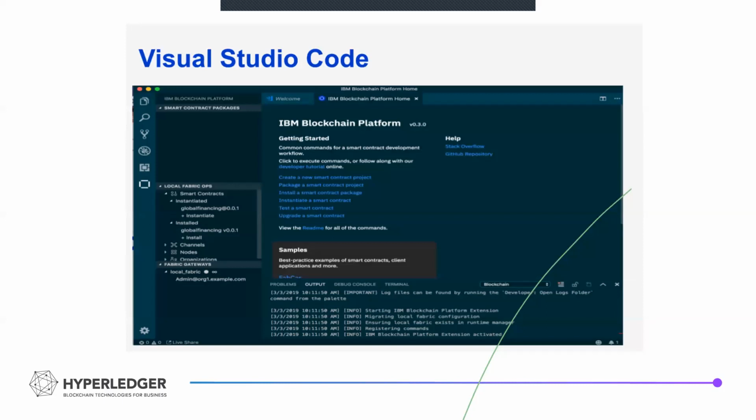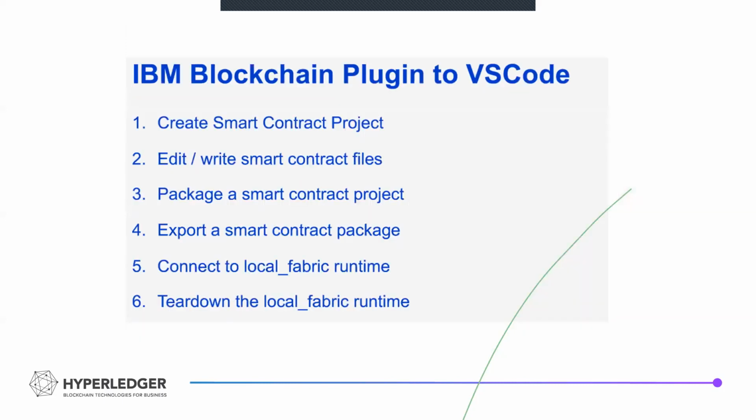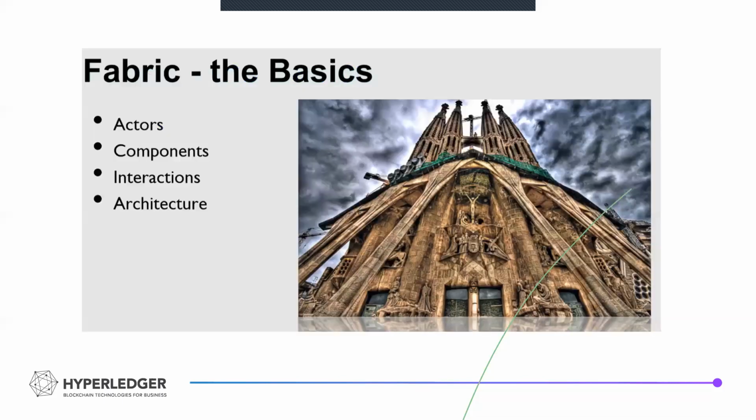In VS Code, you can implement this with multiple plugins. You can create a smart contract, write it, package it, and export it. You can also make an image or Docker images, connect them, and test on your local machine without setting up all the Docker images simultaneously.